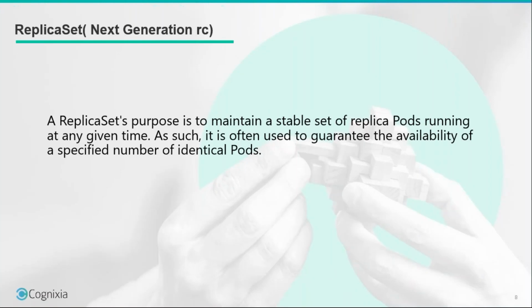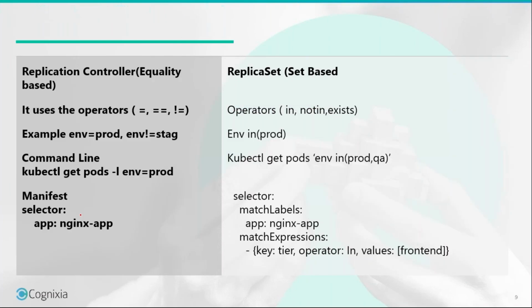What is replica set? Replica set's purpose is the same as replication controller. Replica set is called the next generation replication controller. The main purpose of replica set is to create the pods into the desired state, in a similar way as we are doing with the replication controller, exactly the same. The difference is that replica set is set based, whereas replication controller is equality based. So what is set based and what is equality based?